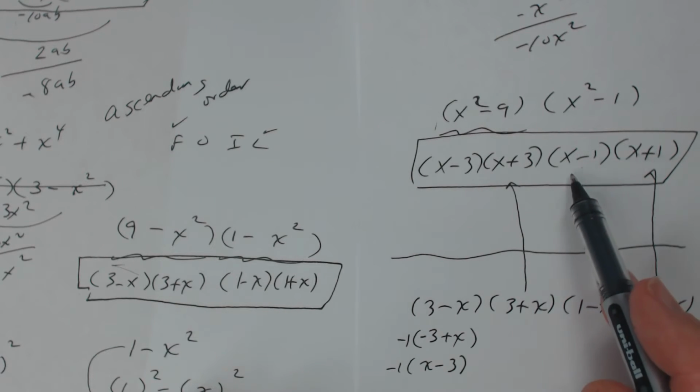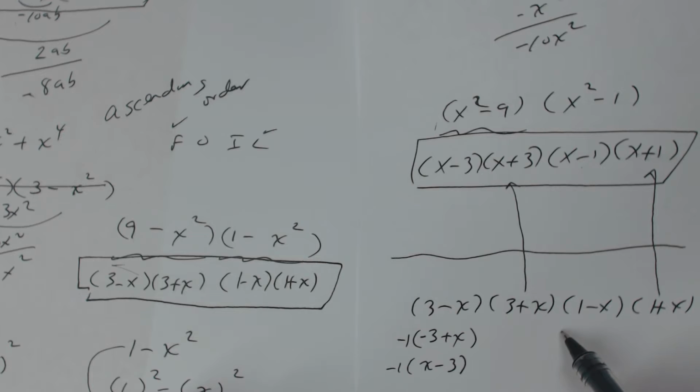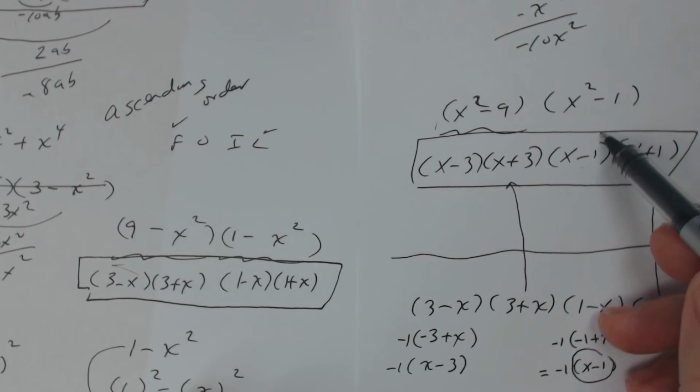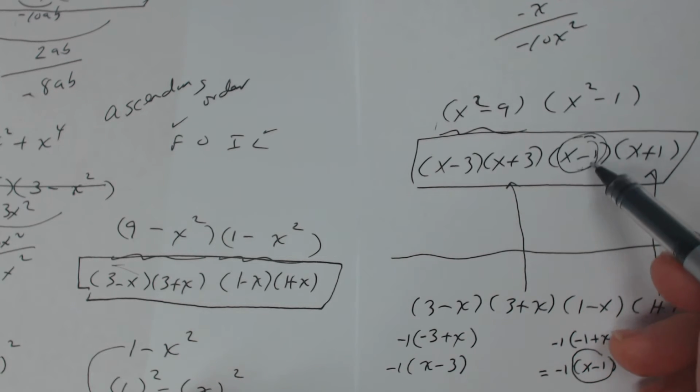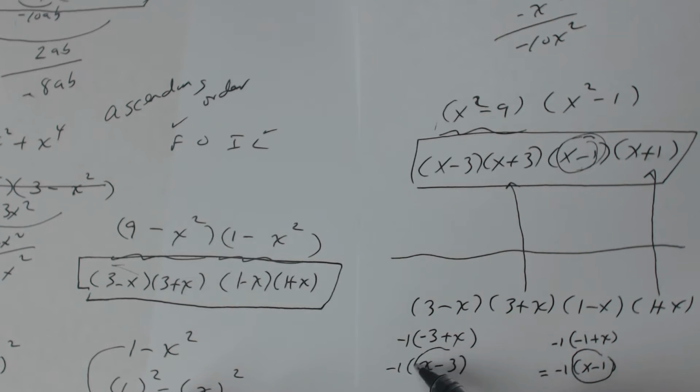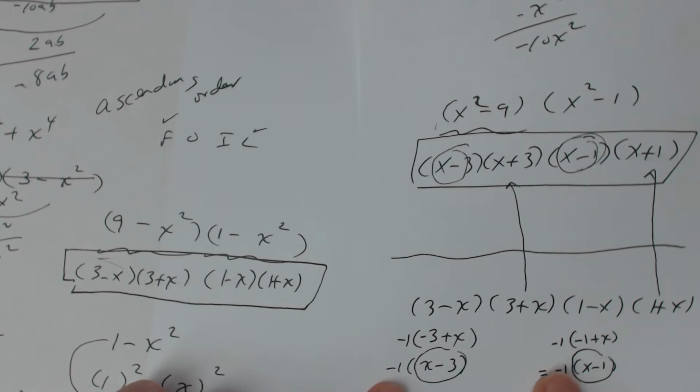These two are opposites. So if I factor out a negative 1 from here, I got negative 1 times negative 1 is 1. Negative 1 times a positive x is a negative x. And then rewriting this, I got negative 1 times x minus 1. So this and this are the same. This and this are the same. And a negative 1 times a negative 1 is a positive 1.